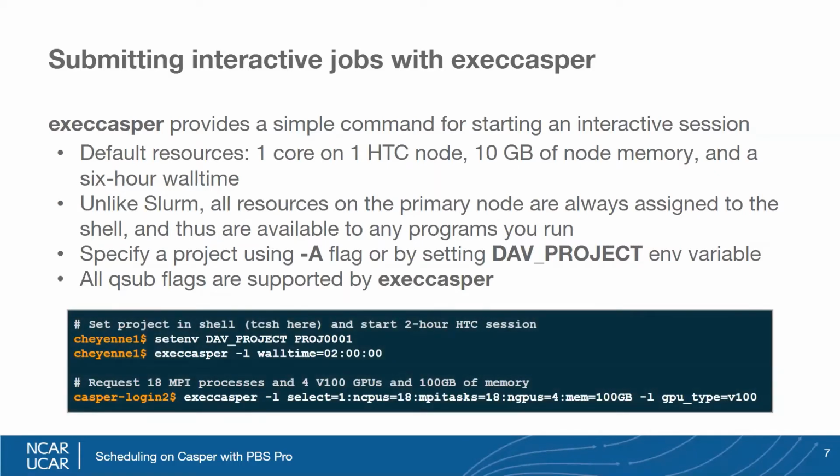And then just to show you a little example here, in the first case, I'm setting the project in the shell, C shell in this case. So I have the setenv DAV project, and then I specify my project code. And then I start a 2-hour session on an HTC core using execcasper. So the only custom setting I'm doing is this -l walltime equals 2 hours.